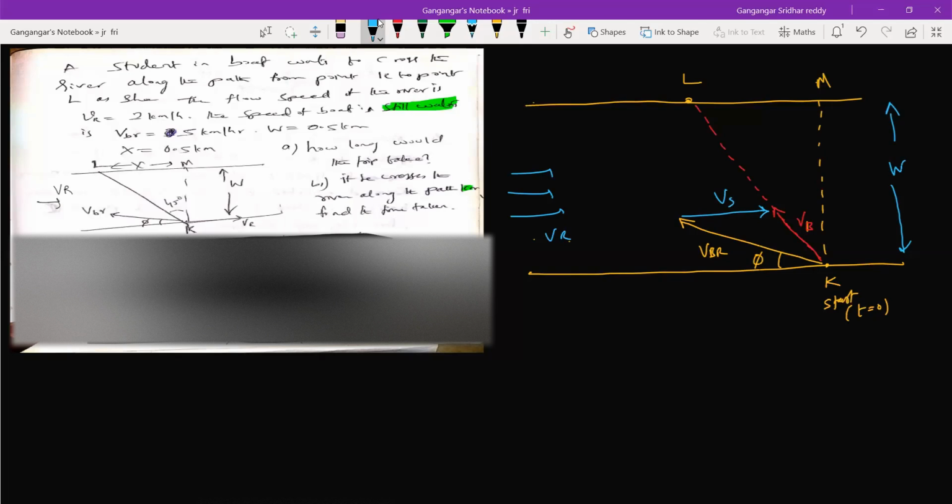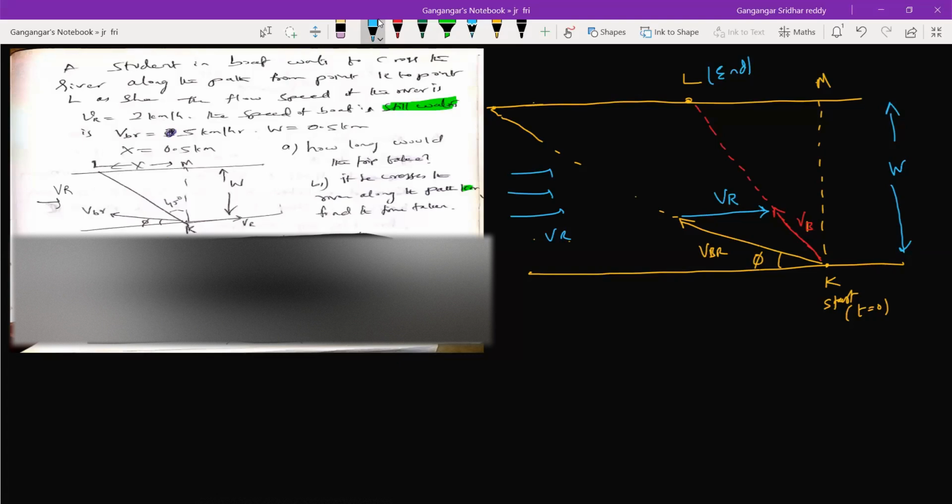So where do they start, where is the end point according to the question given? This is the end point. You ask the boatman where you are heading. He will say that I'm heading somewhere here. But the river current will push him. So because of that, he will reach it. Okay, proceed in the same way.